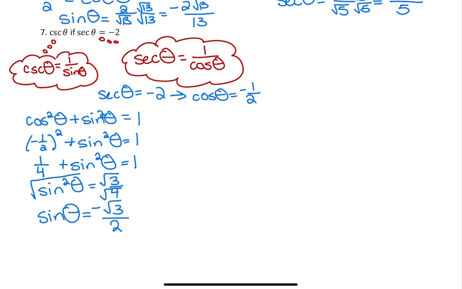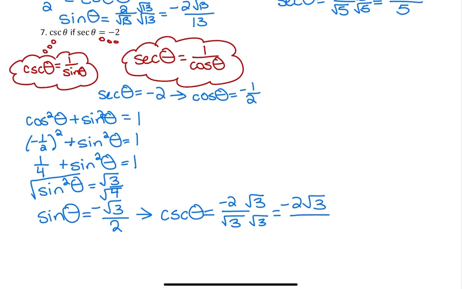If sine of theta is equal to this, we can now find cosecant of theta by doing the reciprocal, negative 2 over the square root of 3, and rationalizing, giving us a final answer of negative 2 square roots of 3 over 3.